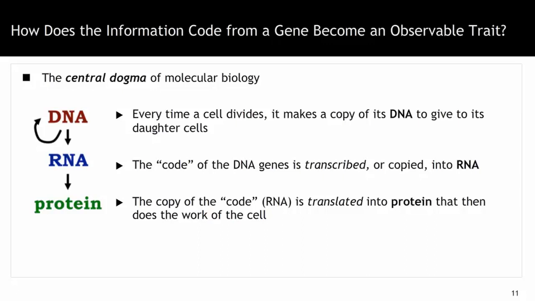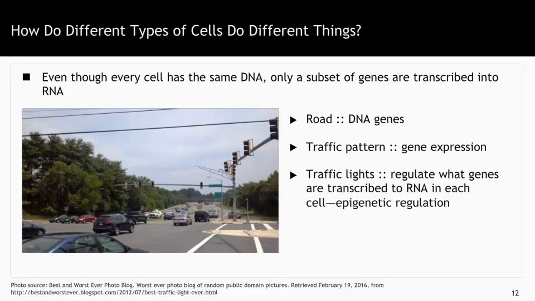And proteins are what does the work of the cell. So proteins make up the structure of the cell. They're important for signal transduction for communication and metabolism in the cell. So then how do different types of cells do different things? Why isn't an eye cell a liver cell?